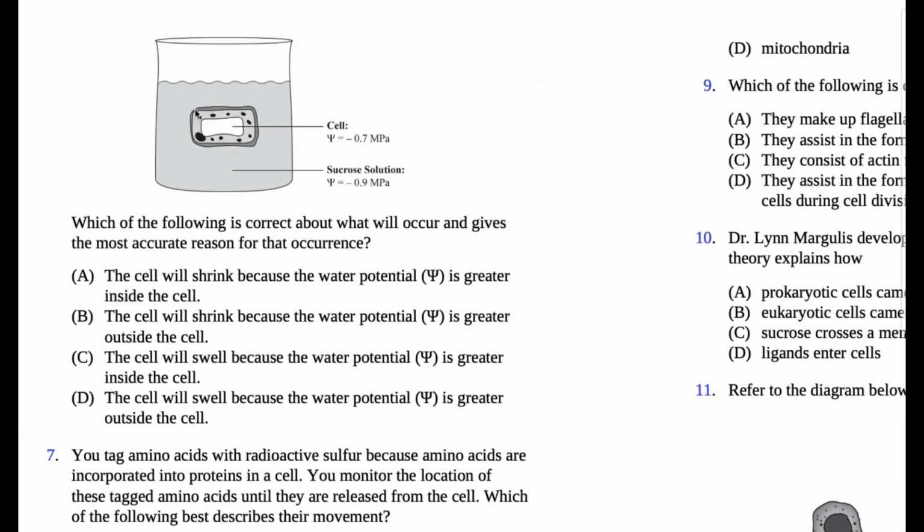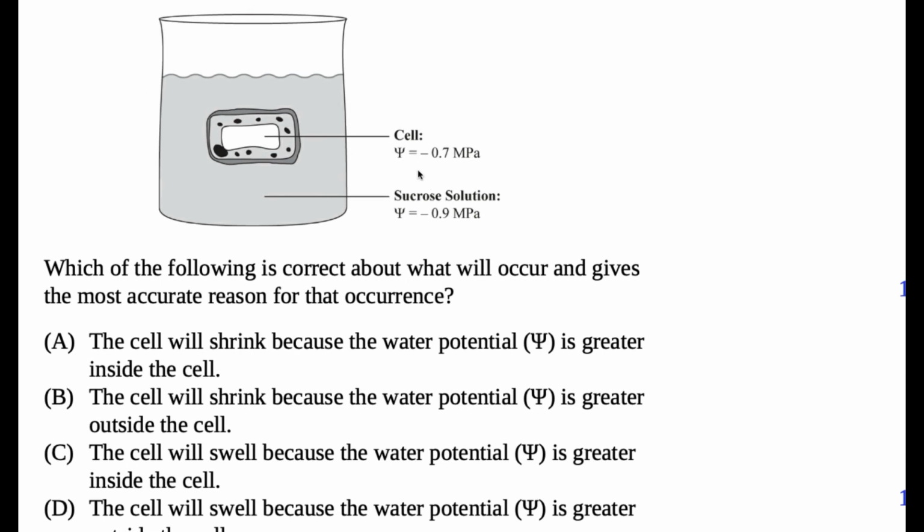Okay, so there is a cell, and here is the water potential. Which of the following is correct about what will occur and gives the most accurate reason for the occurrence? As you can see, inside the cell it actually has higher water potential than the sucrose solution. So the water will flow from inside the cell to the outside, because inside there is higher water potential, right?